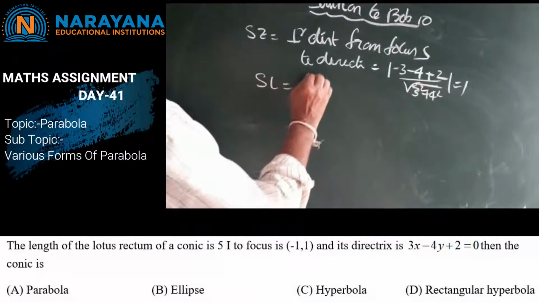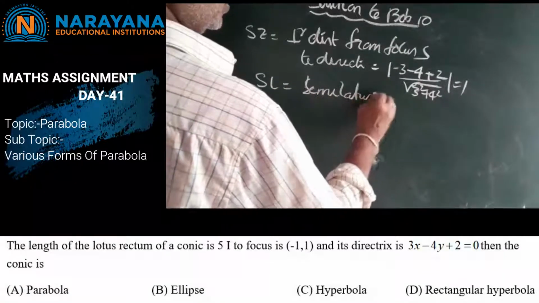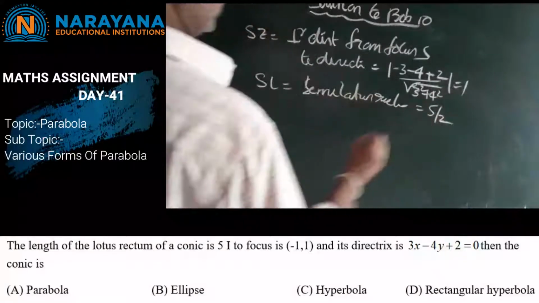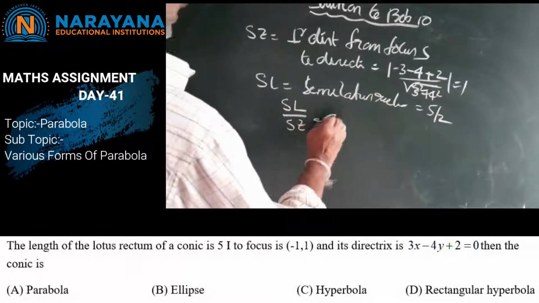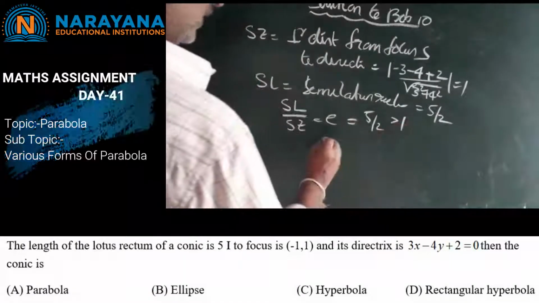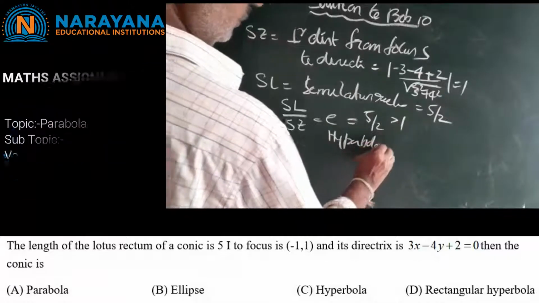SL equals the semi-latus rectum. Because the latus rectum is given by 5, the semi-latus rectum is 5/2. SL by SZ is given by e, that is equal to 5/2, which is greater than 1. Hence the conic is a hyperbola.